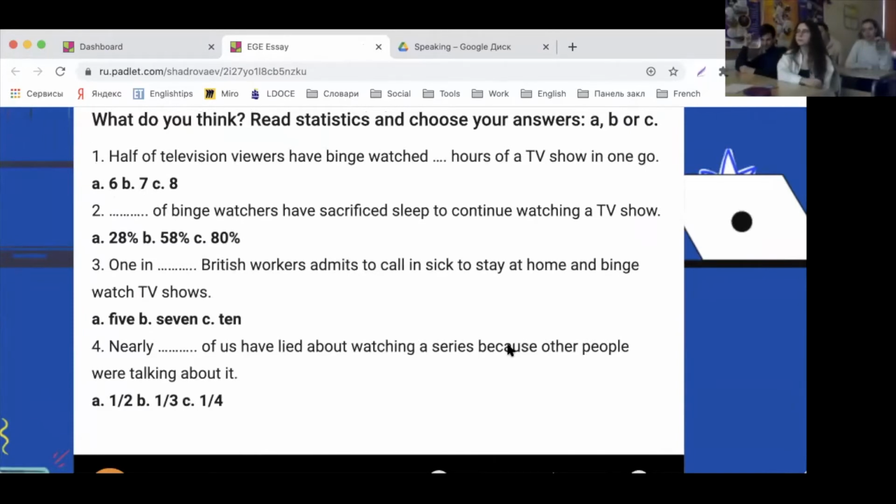80%, okay. How many workers admit it? 1 in 5, that's a huge number. It's like twice as big as you mentioned. And the last one, I think we've seen it as well, nearly a quarter of us have lied. Not so many, luckily. That's the lowest number here.